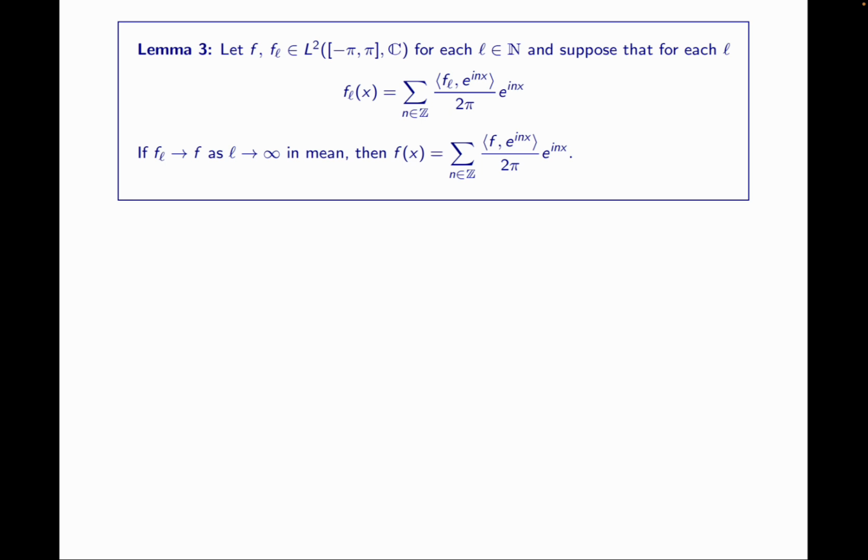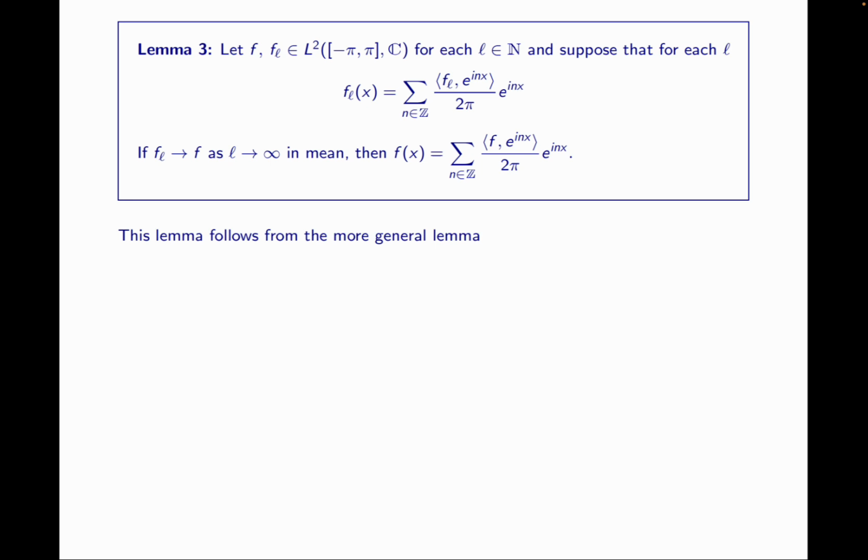Now let's consider lemma 3, which says that if f and fl are both L2, where L is some index of natural numbers, and for each L in the set of natural numbers, FL can be written in a Fourier expansion, then if FL converges to F as L goes to infinity in mean, right, because of course when we say convergence, in what metric? In the metric of the L2 norm, then in fact f of x can be expressed as a Fourier series.